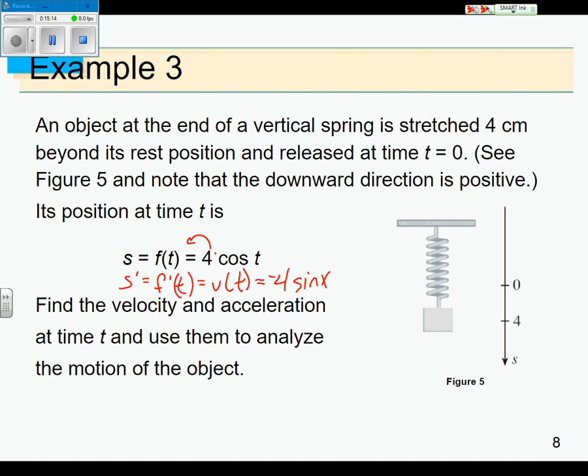And as far as the acceleration goes, I'll go to blue. Remember, the acceleration is just the derivative of the velocity function, which is just the double derivative of my position. So if I take the derivative of this negative 4 sine x again, I'm going to use a trick where I bring the negative 4 out in front of my derivative. And I can just take the derivative of the part of my function that has the x in it. Derivative of sine x is going to be cosine x.